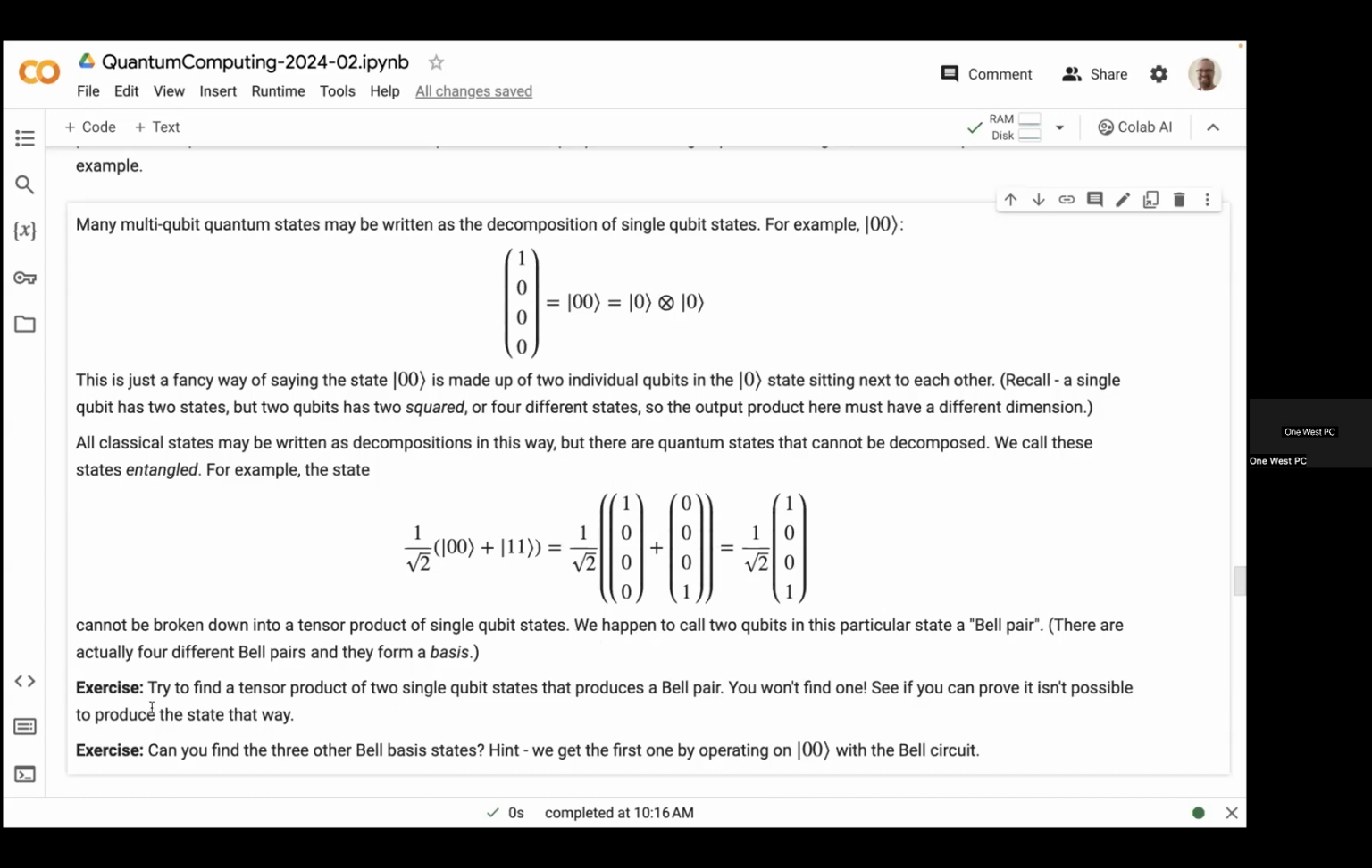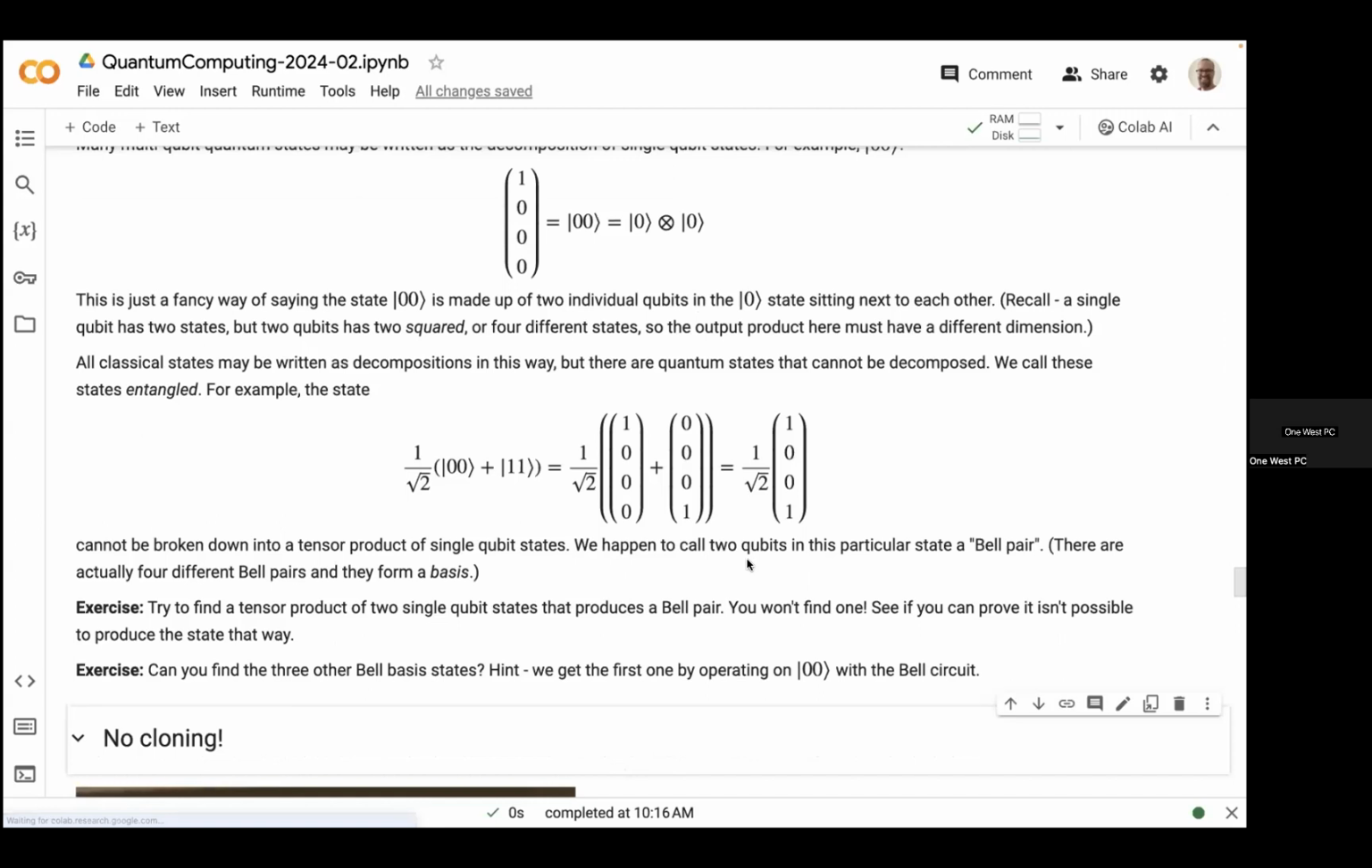So for fun, as an exercise, you should try to decompose this into 2 single qubit states that you could form through a tensor product, and you won't find one. And the nice thing to do, of course, is then to try to write a proof that says there is no such state. The other thing I mentioned is that this forms a Bell basis. There are 4 states in the Bell basis, and this is one of them. You should try to think about how you could find the other 3. Exercise: find the four vectors in the Bell basis.